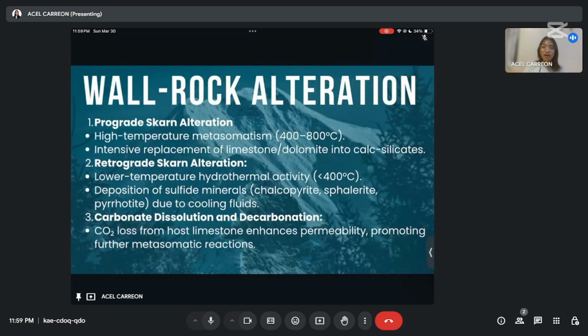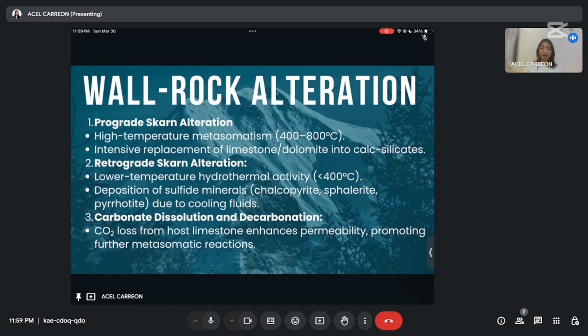The wall rock alteration of skarn deposits include the prograde skarn alteration, retrograde skarn alteration, and carbonate dissolution and decarbonization, where prograde skarn alteration occurs at high temperature metasomatism at 400 to 800 degrees Celsius, where the development of garnet, pyroxene, and wollastonite occurs. It is where the intensive replacement of limestone or dolomite into calcium-rich silicate occurs.